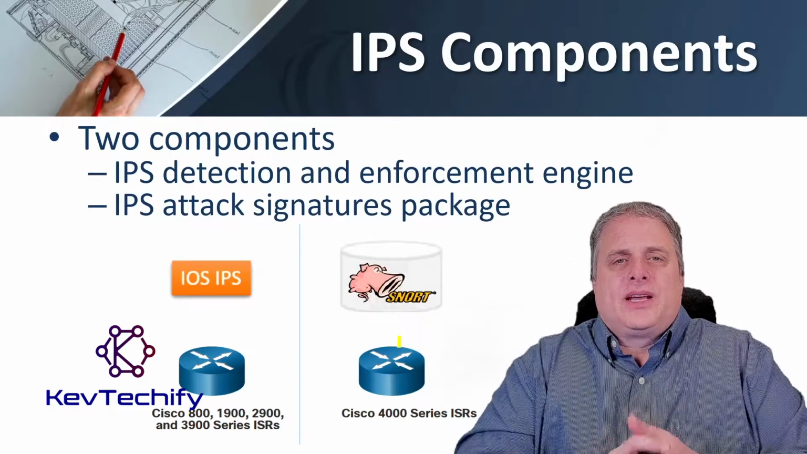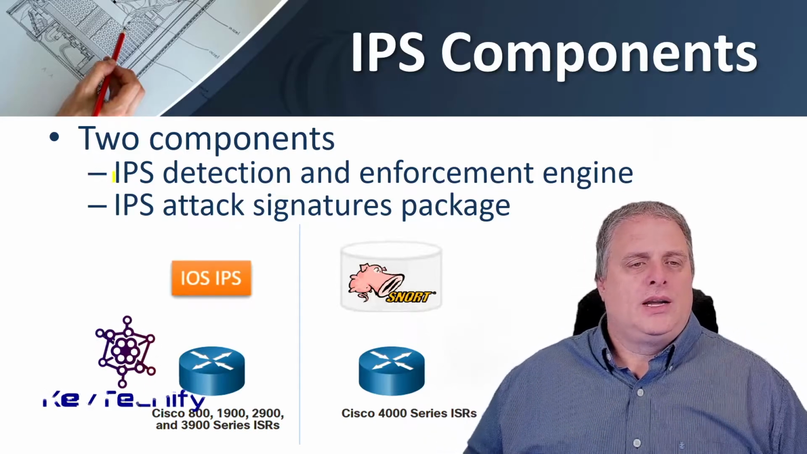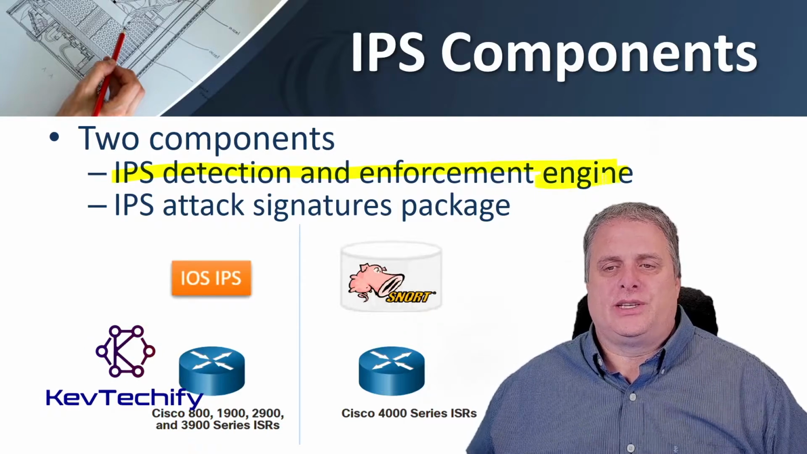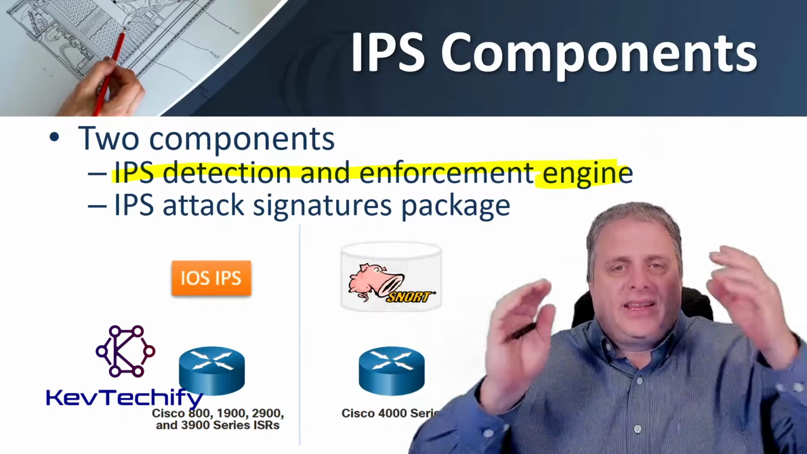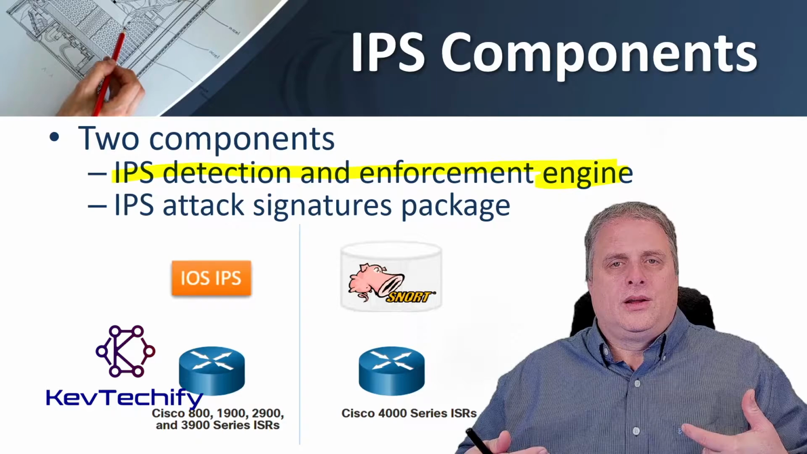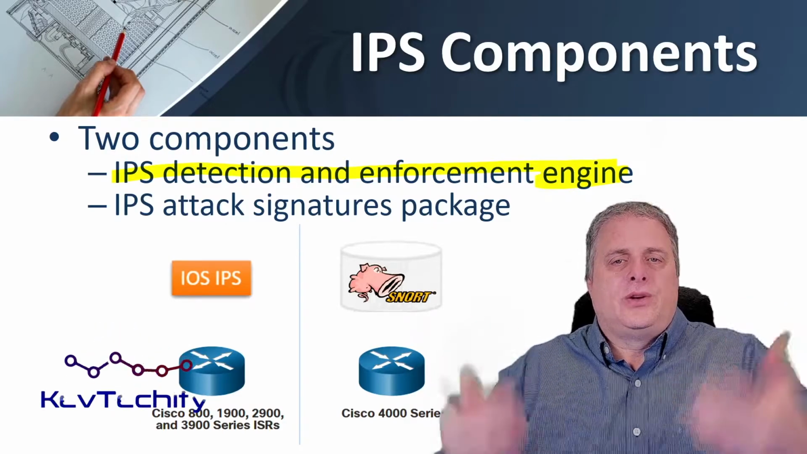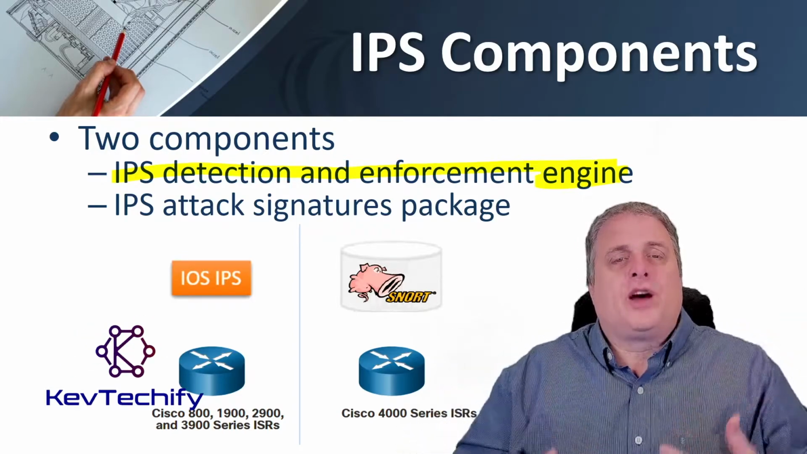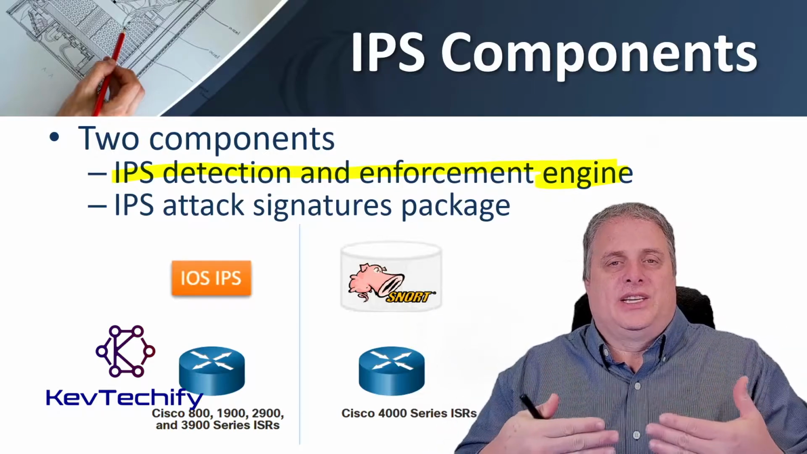An IPS sensor has two components. The first component is an IPS detection and enforcement engine. What it does is validate traffic. That detection engine compares incoming traffic with known attack signatures that are included in the intrusion prevention system attack signature package. So any traffic coming in, it compares to known attack signatures.